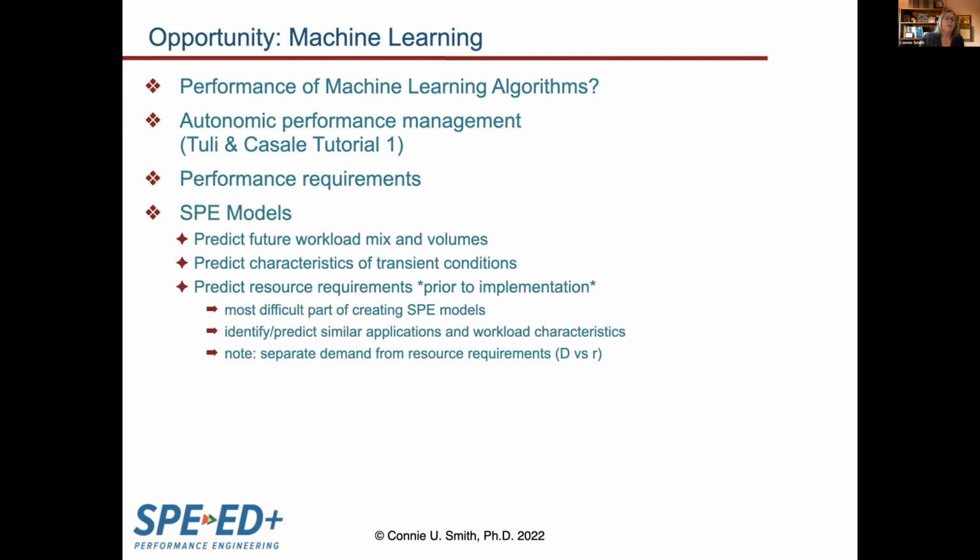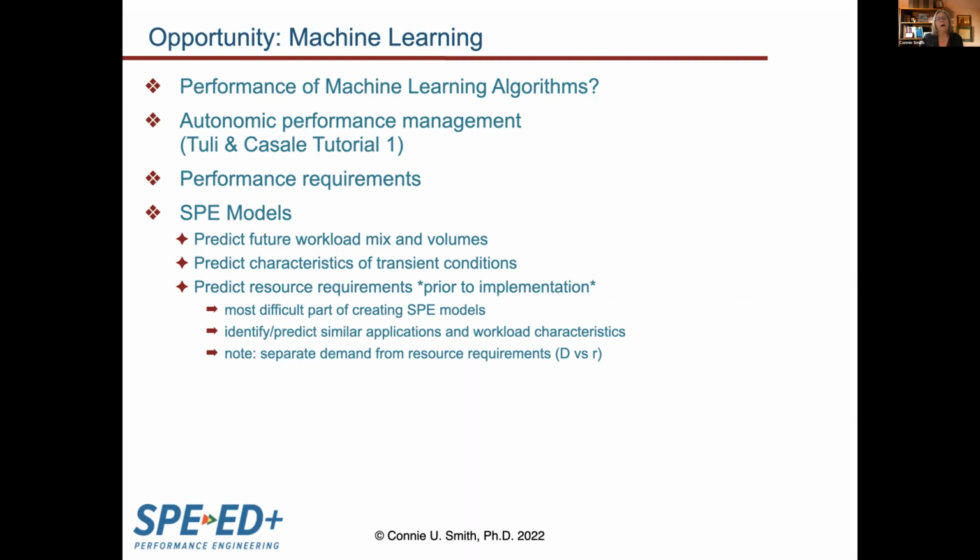Another one is in the models themselves. And so I think machine learning could help us quantify future workloads, quantify the workload mix, quantify the volumes that we might expect. I think we might be able to predict characteristics of transient conditions. And if we can predict these things, then we can put them into models and we can study them and come up with good solutions. But in the past, we've not been able to effectively do some of these things.